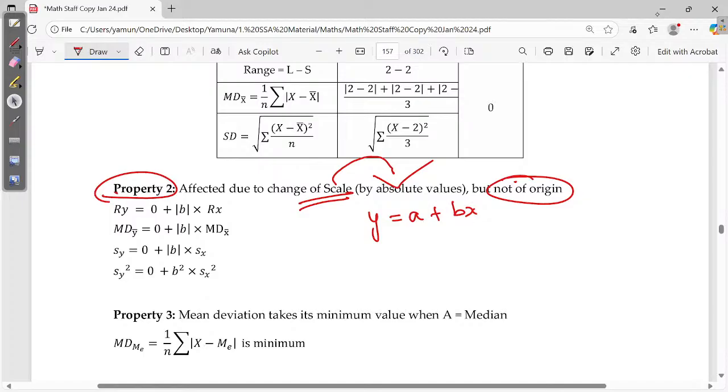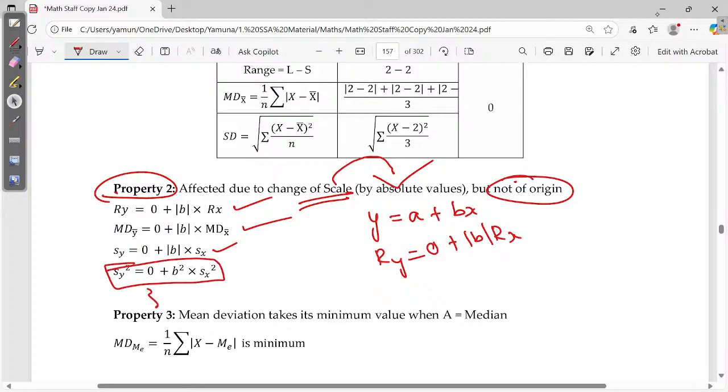If I have the equation like y is equal to a plus bx, then ry will be, a will become 0. Why? Because a is independently standing, change of origin. So 0 plus modulus of b into rx. Is it okay? Likewise, standard deviation of y will be same and sigma y will be same. This is with respect to variance, not by origin but by scale, but square of the value. Is it okay?